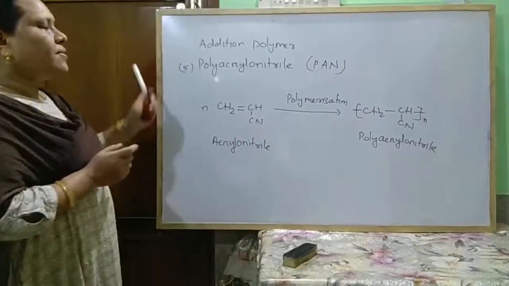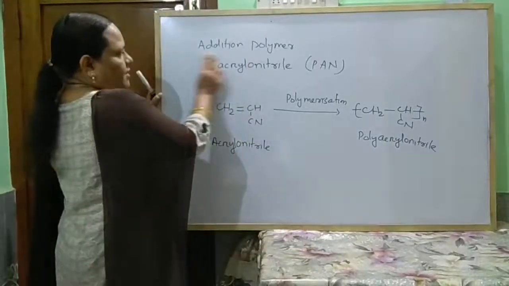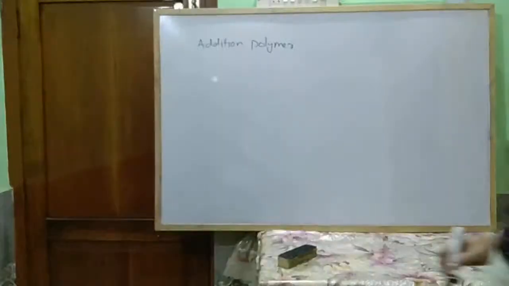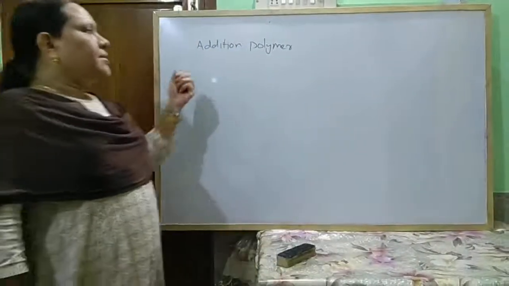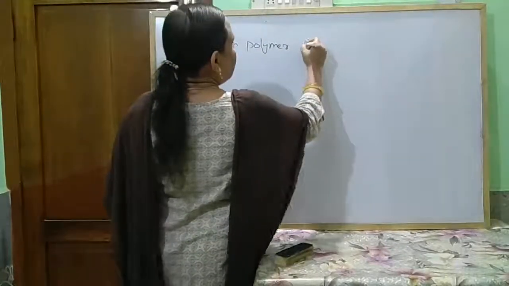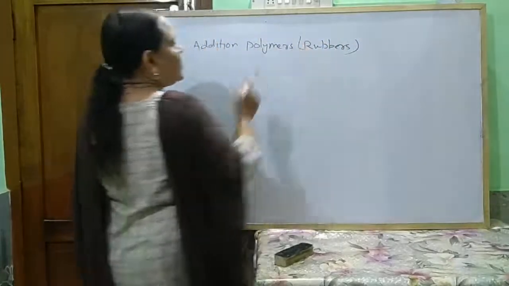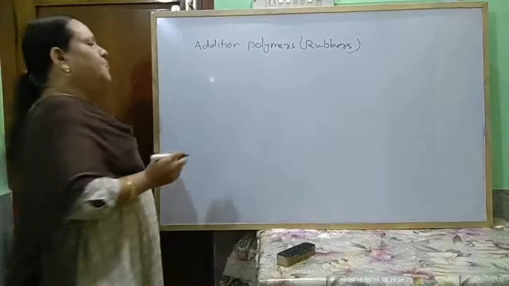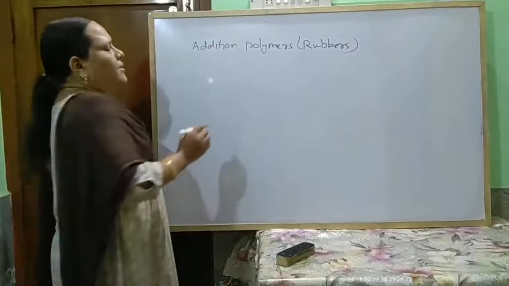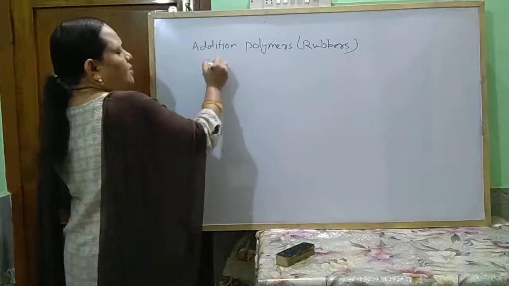Next, we come to another type of addition polymer that are also known as rubbers. Now let us study some other addition polymers. These addition polymers are also known as rubbers. This may be a homopolymer, this may be a copolymer, but here, among the addition polymers, first let us discuss natural rubber.